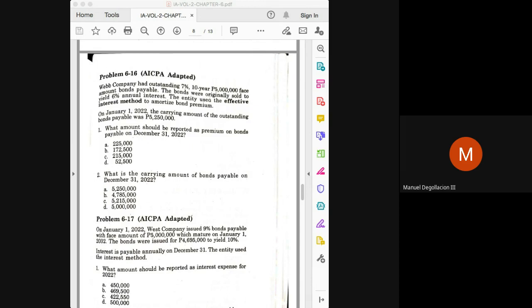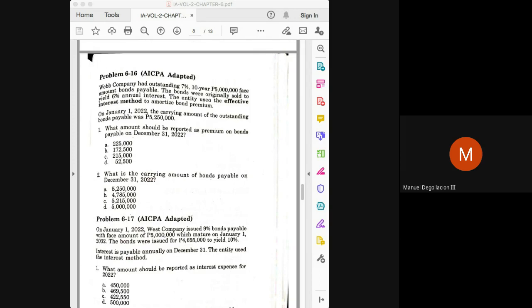Let us now continue with problem 6-16. Here, Webb Company had outstanding 7%, 10-year, 5 million face amount bonds payable. The bonds were originally sold to yield 6% annual interest. So the 6% yield rate here will serve as our effective interest rate.